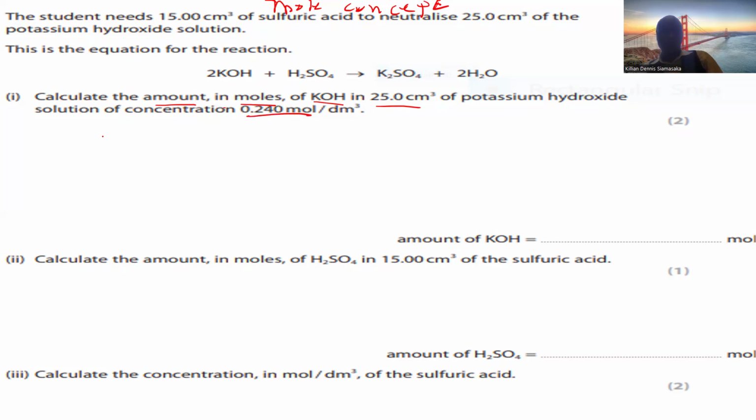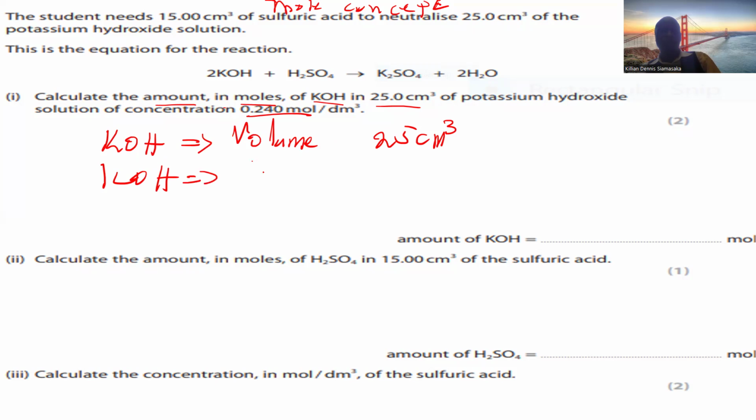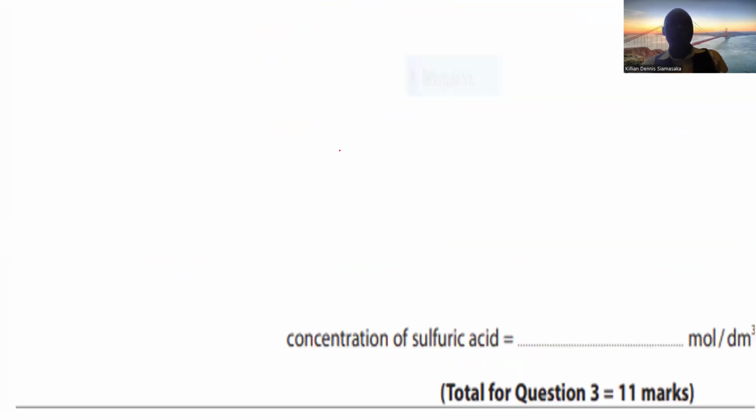So here, for potassium hydroxide, you have been given the volume, which is 25 cubic centimeters. And you have also been given the concentration of potassium hydroxide, which is 0.24 moles per cubic decimeter. And so we are going to solve this question starting from here.